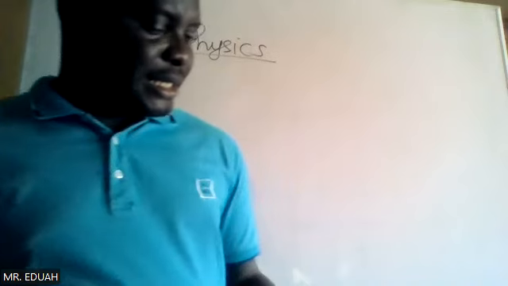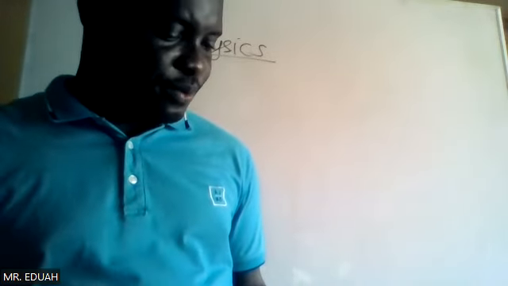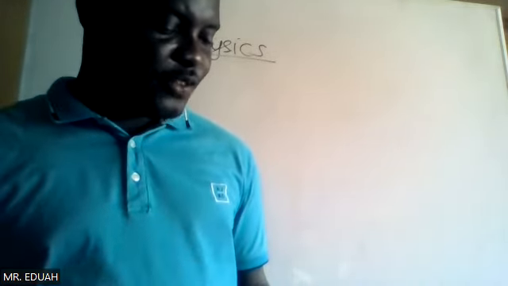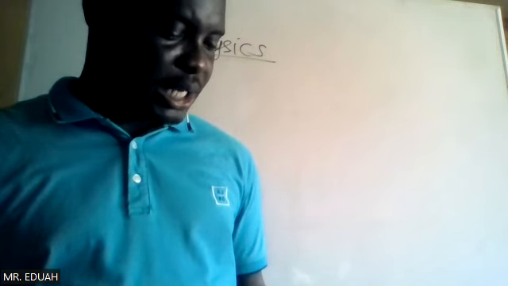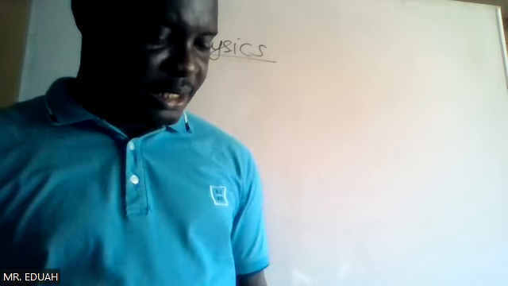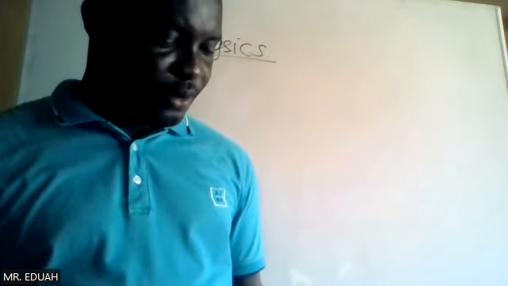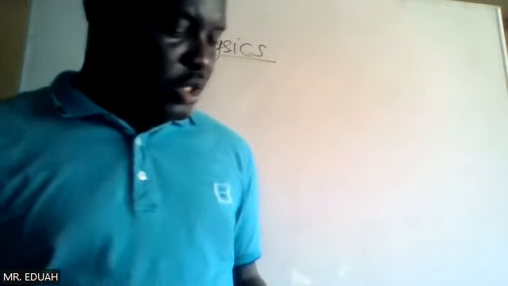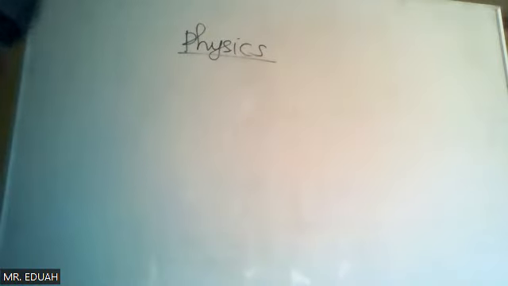So the question goes that a light horizontal beam is 15 meter and is supported at the left end and 3 meter from the right end. So let's draw our beam. A light horizontal beam is 15 meter.